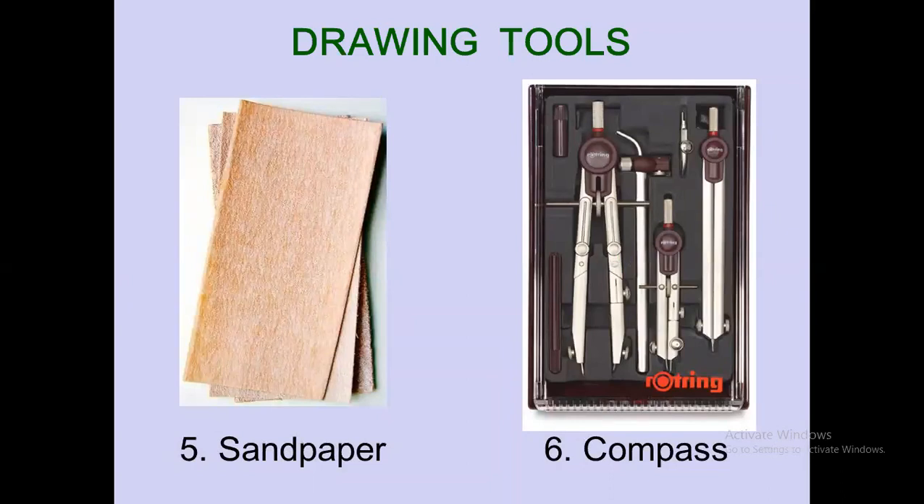Yes, next tools are the compass and sandpaper. Sandpaper is used to sharpen the pencils. And this compass is used to draw curves. If I want an arc or a curve, we cannot draw it with the help of a scale. We have to go with the compass. By using this compass, we can easily draw curves, circles, ellipses, etc. Any curvy shape can easily be drawn with the help of a compass. A divider is also used, just to measure distance.